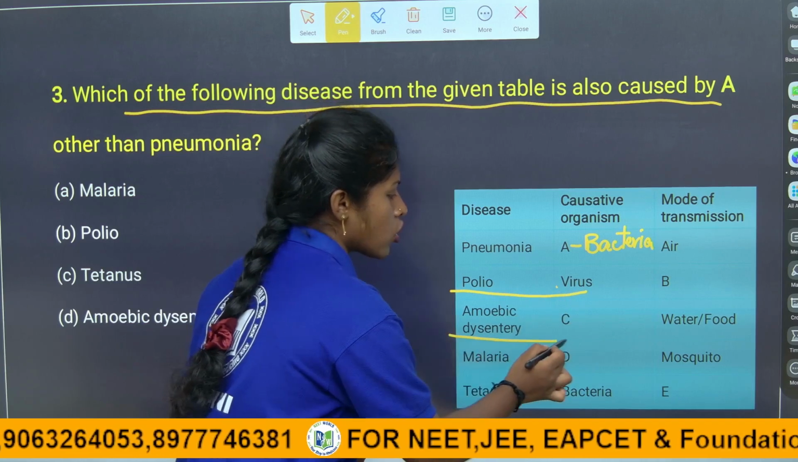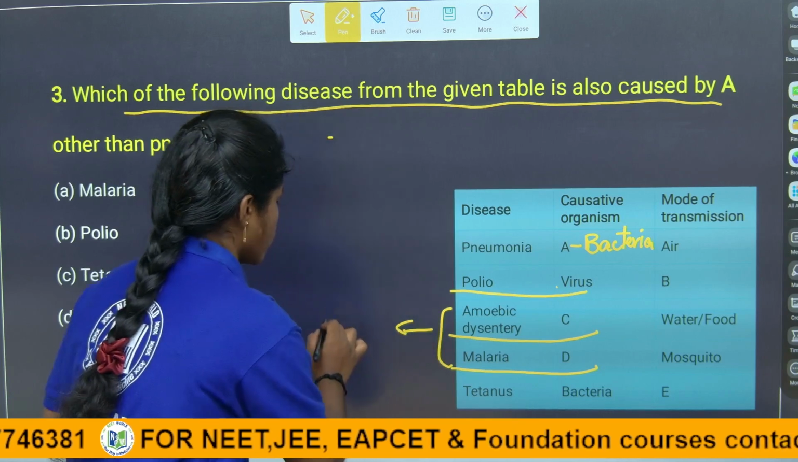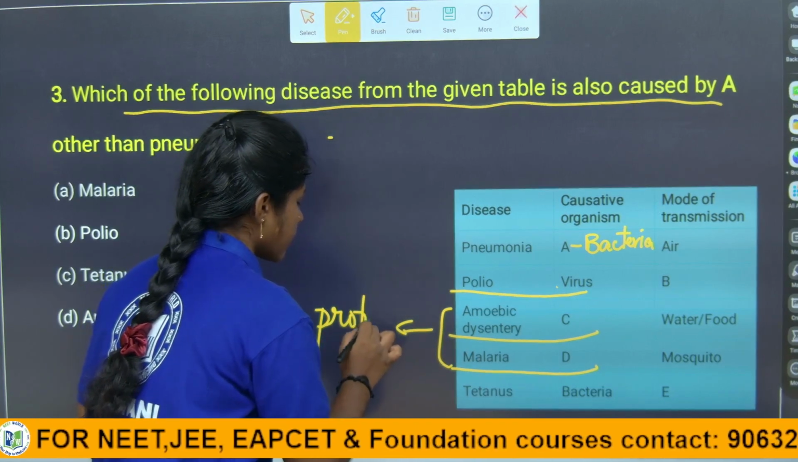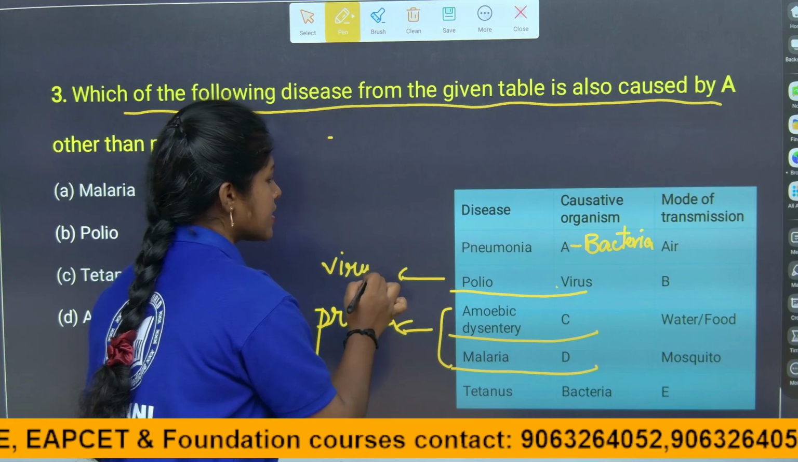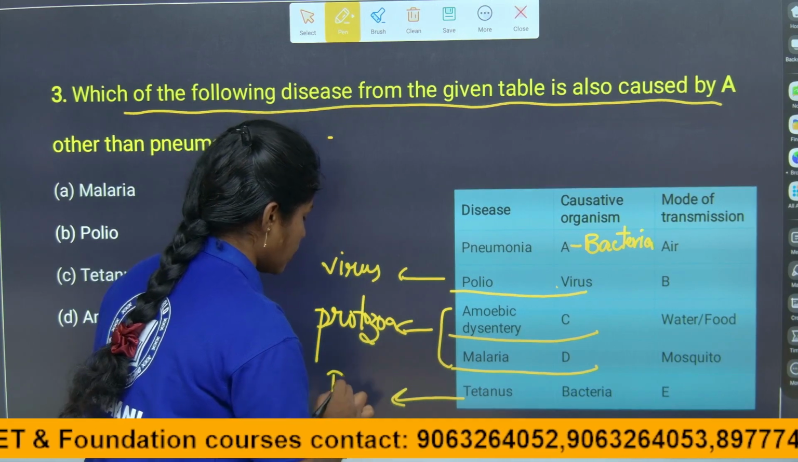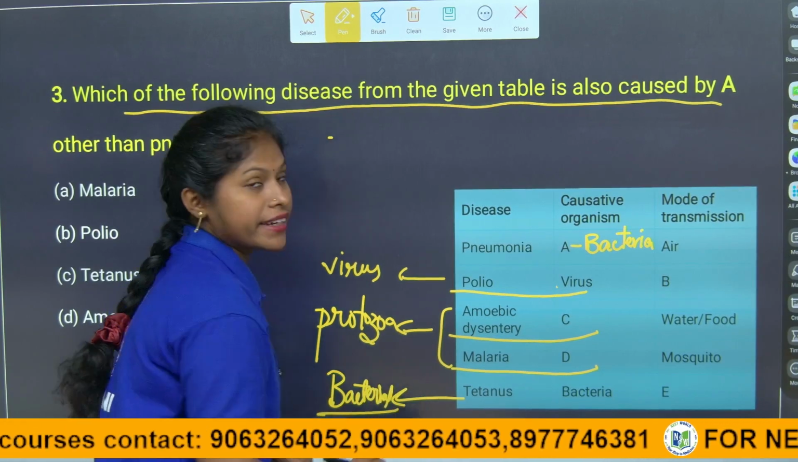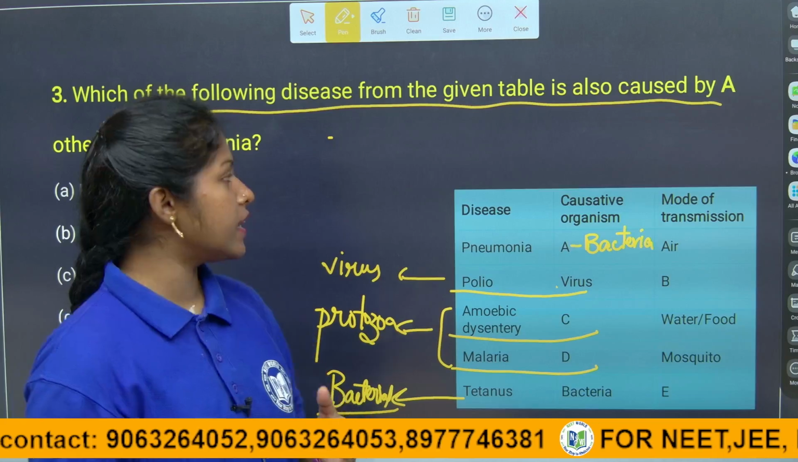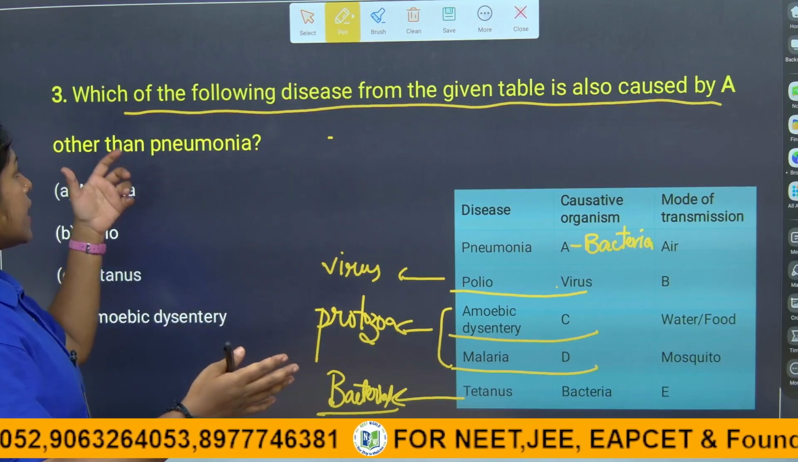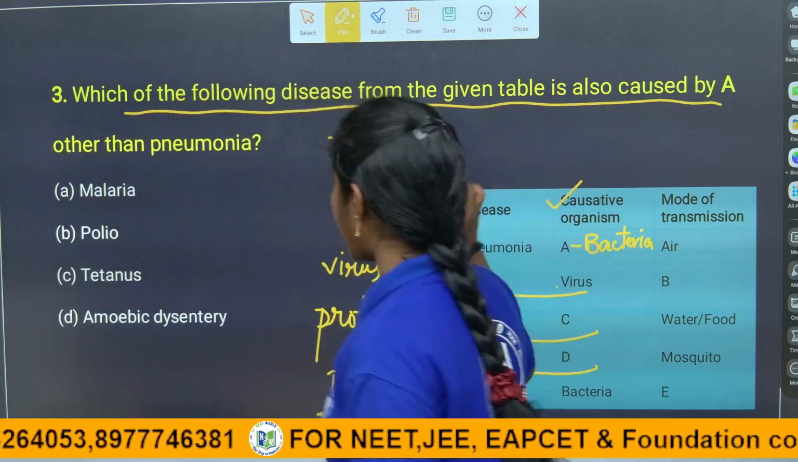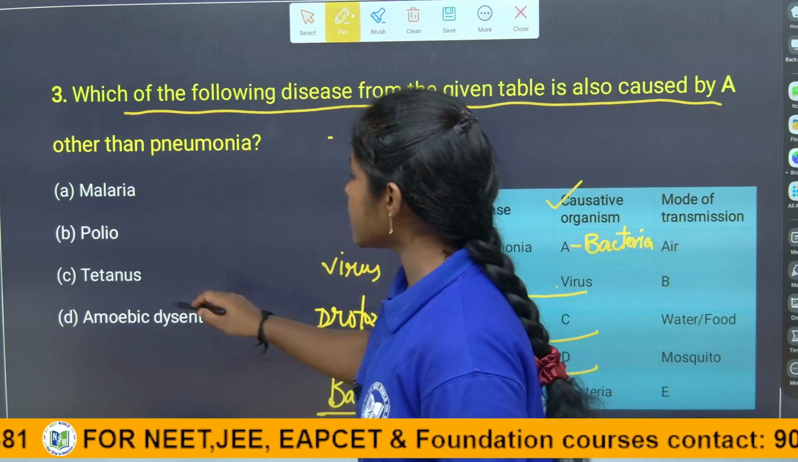Amoebic dysentery is caused by the protozoa. Malaria is caused by the protozoa. These two are protozoa, right? Polio is a virus and tetanus is a bacterial disease. So pneumonia and tetanus are the bacterial diseases. Here they are asking which of the following diseases from the given table is caused by A other than pneumonia. So here the causative agent is bacteria. They are asking which is the other disease caused by the bacteria. Here the answer is tetanus.